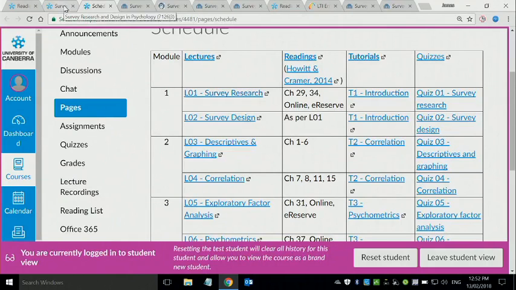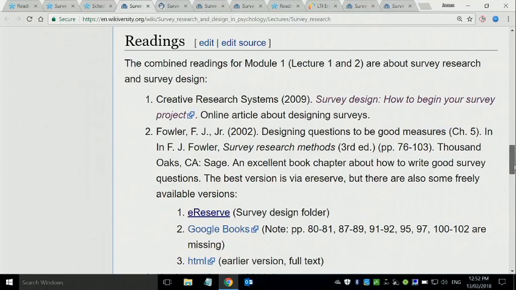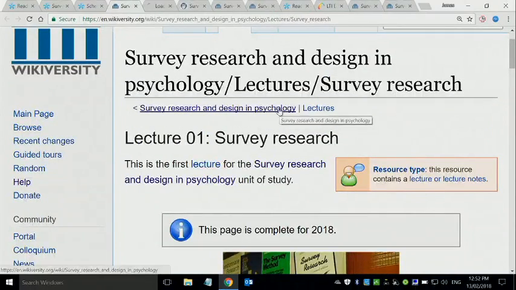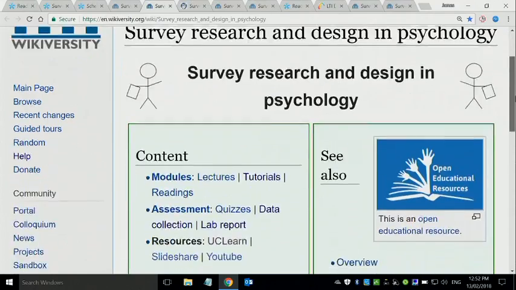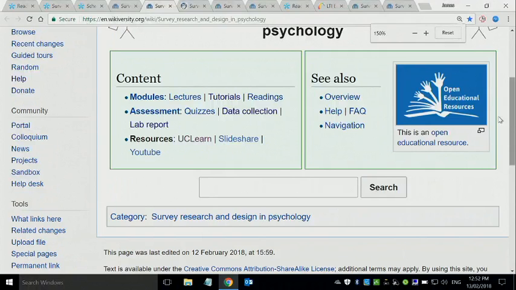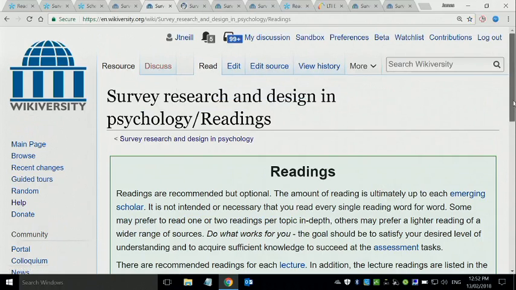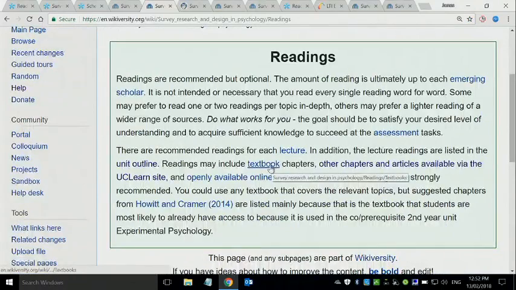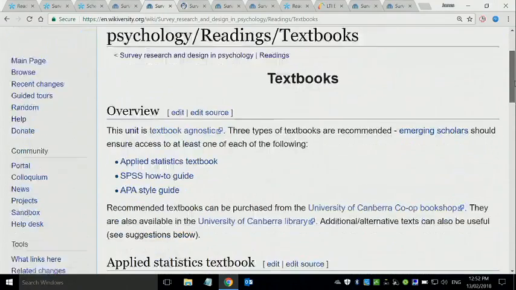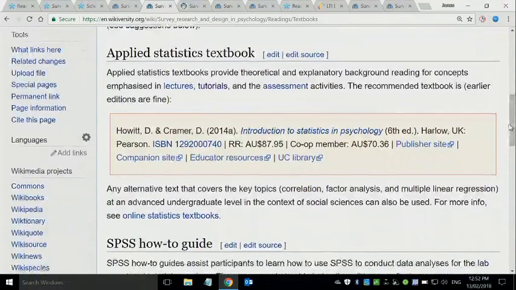Okay, so readings, textbooks. It's up to you which textbooks you want to buy. I have listed them on the readings tab. If we go back to the Wikiversity homepage, there is a tab called Readings here under Content, and if you go to the textbook link, you'll see, I suggest you do have at least one applied statistics textbook, and it needs to cover correlations, multiple linear regression, and factor analysis.